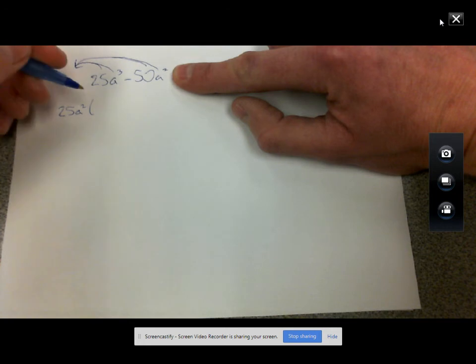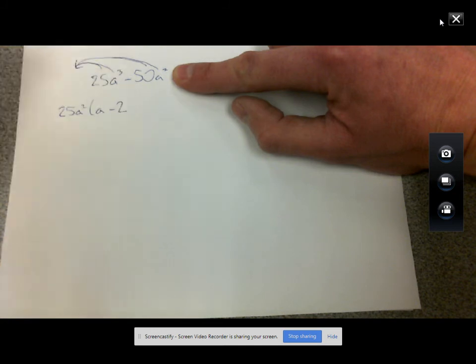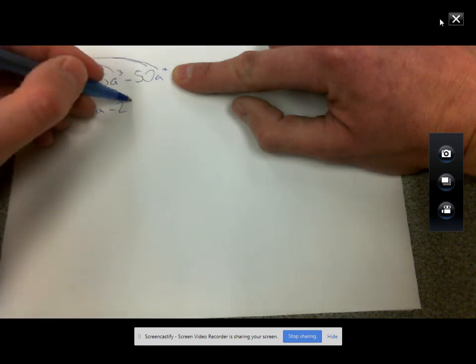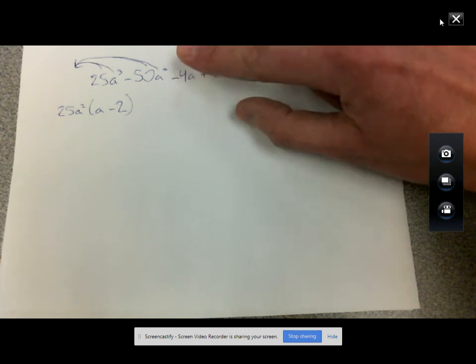25 divided by 25 is 1. A cubed divided by a squared is a. 50 divided by 25 is 2, and a squared divided by a squared is 1. So I'm left with 25a squared and a minus 2 in parentheses.